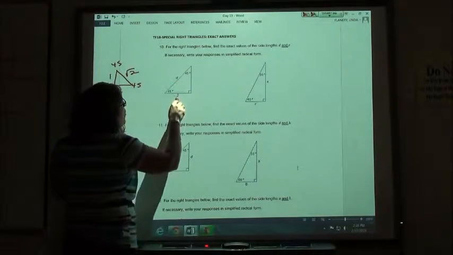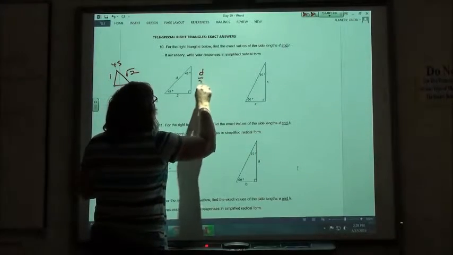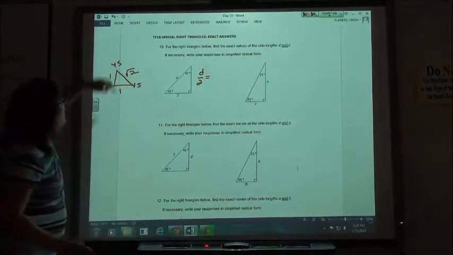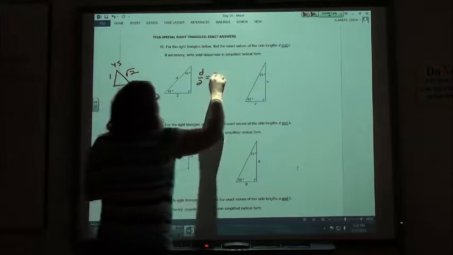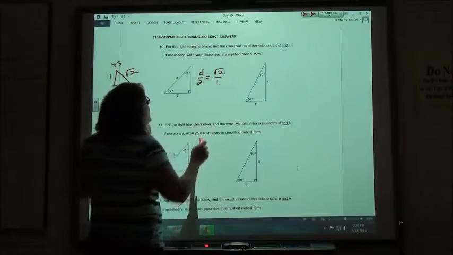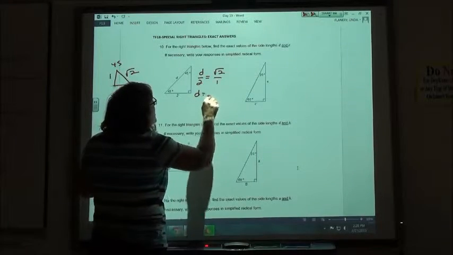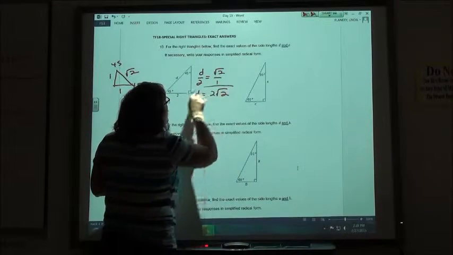If I have d over 2, then I would have to have the hypotenuse over 1. So square root of 2 over 1. Cross multiplying, d is just going to equal 2 square root of 2 then.